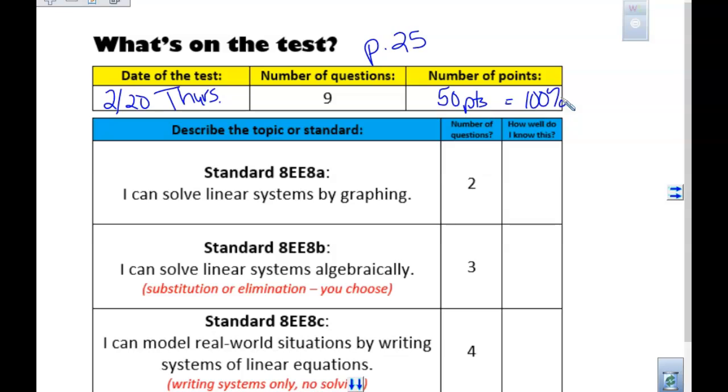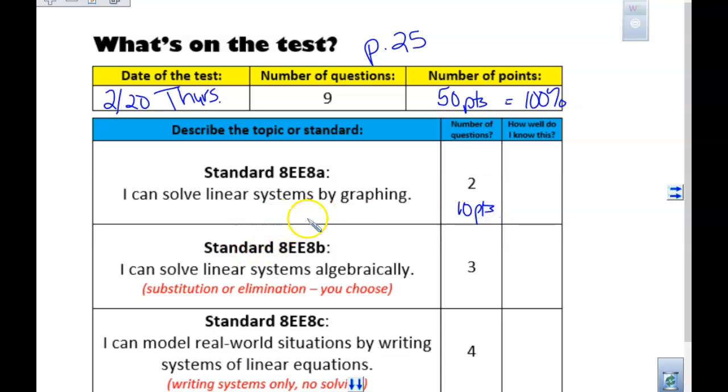The first one's solving by graphing. There'll be 2 questions when you take a look at that. Each one of those is going to be 5 points each, so we have a total of 10 points.